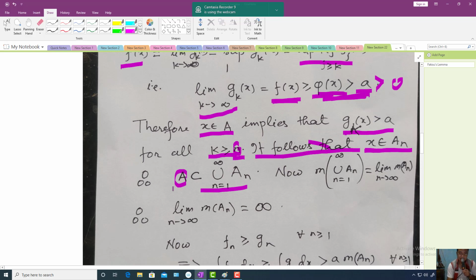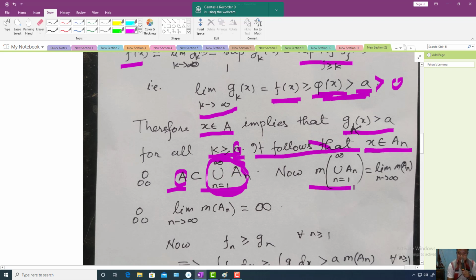In their union, a set A is also a member. It contains the set A whose measure is infinity. Therefore the measure of this one is going to be infinity, right? The set A has measure infinity and it is a subset of this union. Therefore the measure of this union is going to be infinity.